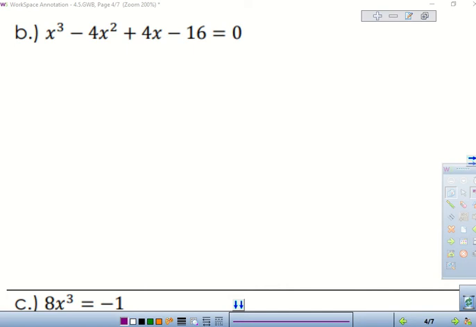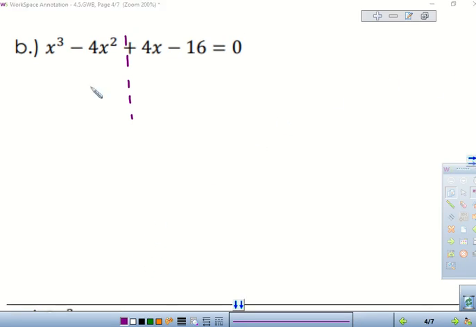Okay, you remember factor by grouping back in the day? You're going to split it down the middle, and then you're going to factor a GCF out on the left and the right. So what can we factor out on the left here? X squared. Good. Which leaves me with x minus 4. Over here, what can we take out? Positive 4.